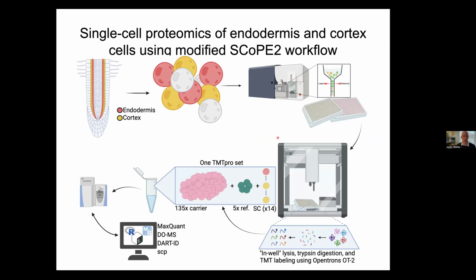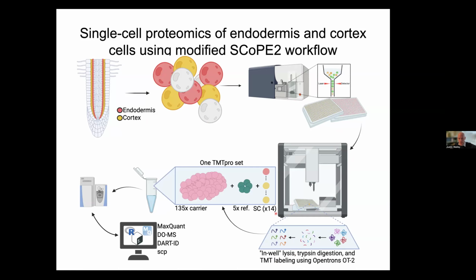So how this all worked together is Trevor and Jay, from when Trevor was in Phillips Labs, sorted these single cells from lines with endodermis and cortex markers into single wells on a 384 well plate using FACS. Christian and my group worked to use this Opentrons OT-2 robot to do all of the manipulations in terms of cell lysis, protein digestion with trypsin, tandem mass tag labeling, and then pooling all of these.